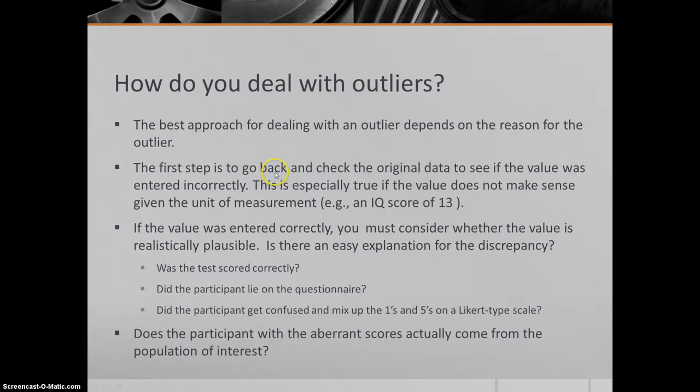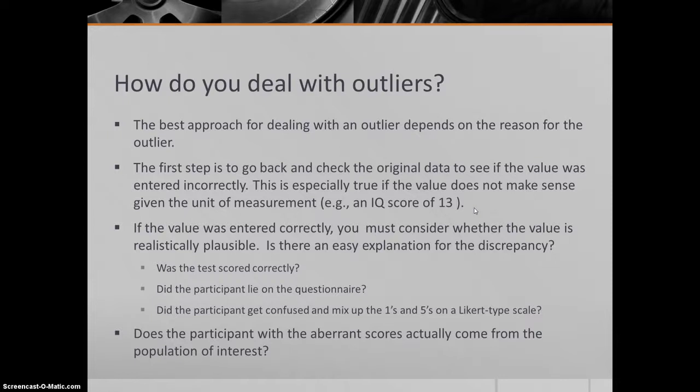So what do you do when you find them? Well, it kind of depends on the reason for the outlier. If it was just typed in wrong, then you would simply fix it. Especially the case if the value does not make sense given the unit of measurement. So if it's IQ scores and you have a 13, well, there's no such thing. That's not even a realistic value. So you know it's wrong.